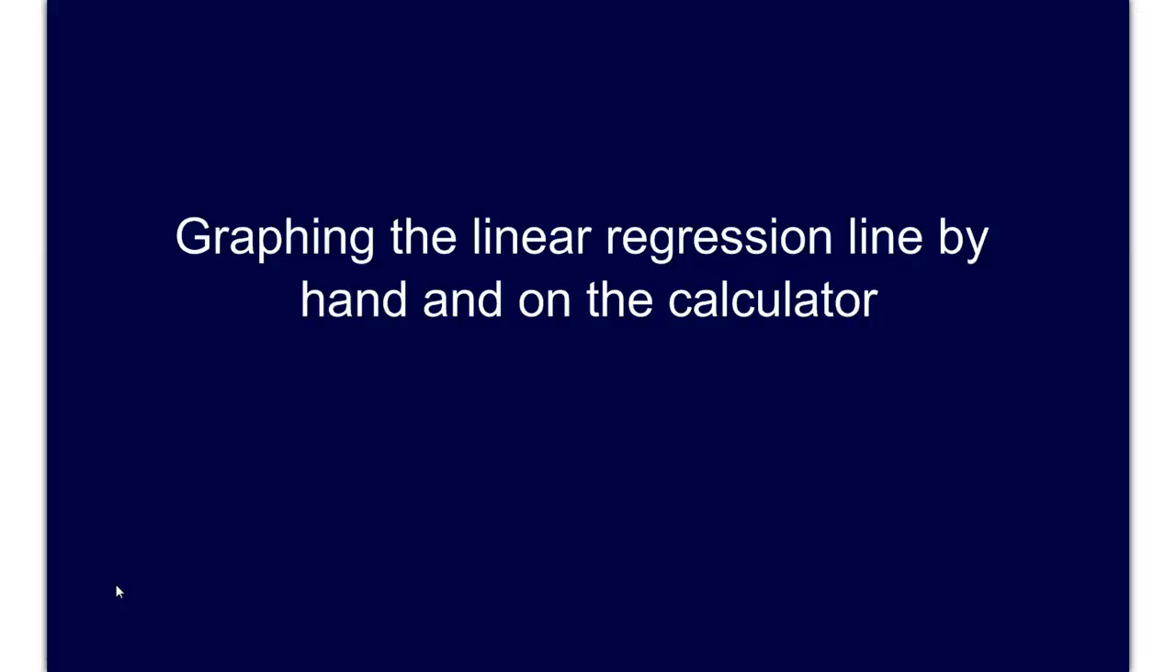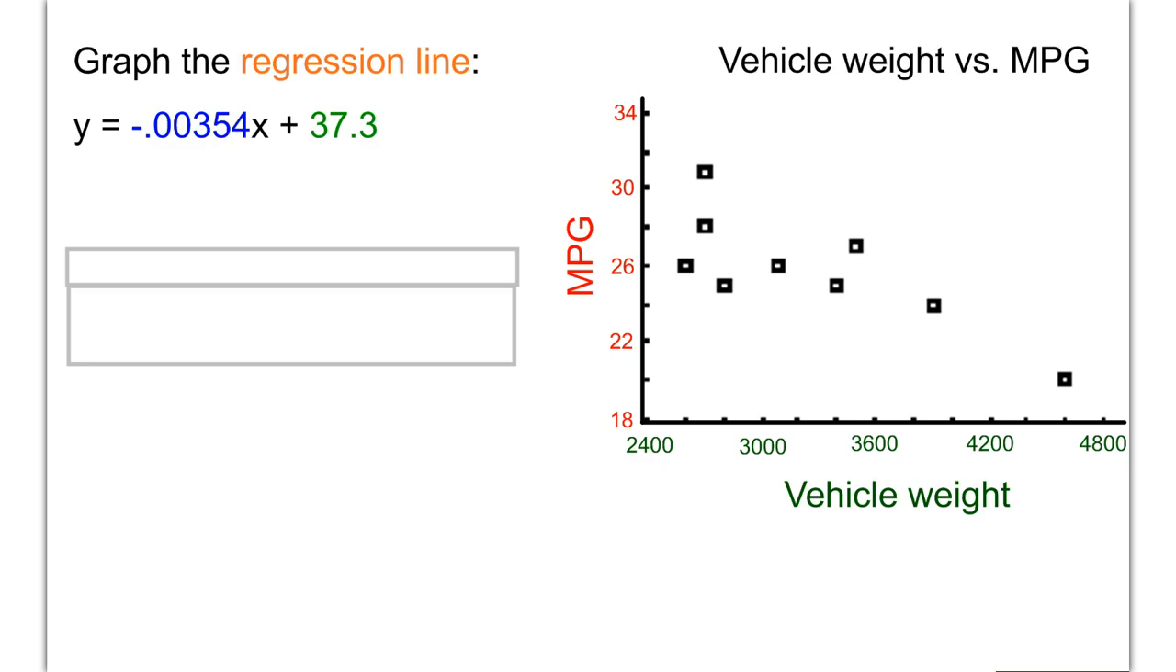Here we're going to graph the linear regression line by hand and be able to graph it directly on our calculator over the top of our scatter plot. Starting out, let's do it by hand. So we're given the regression equation y equals negative 0.00354x plus 37.3. And that refers to this graph here of vehicle weight versus miles per gallon.